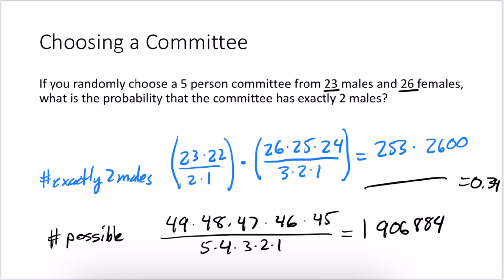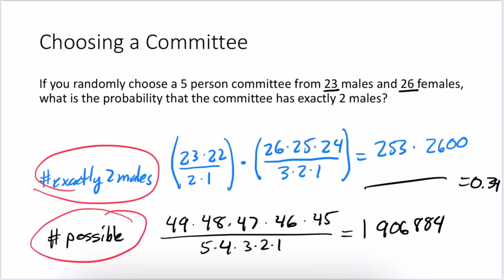So on your assignments, basically what you want to do is use the different counting methods we've learned to find the number of possible outcomes and find the number of favorable outcomes for what your question is asking, and then divide those to find the probability of getting that outcome.